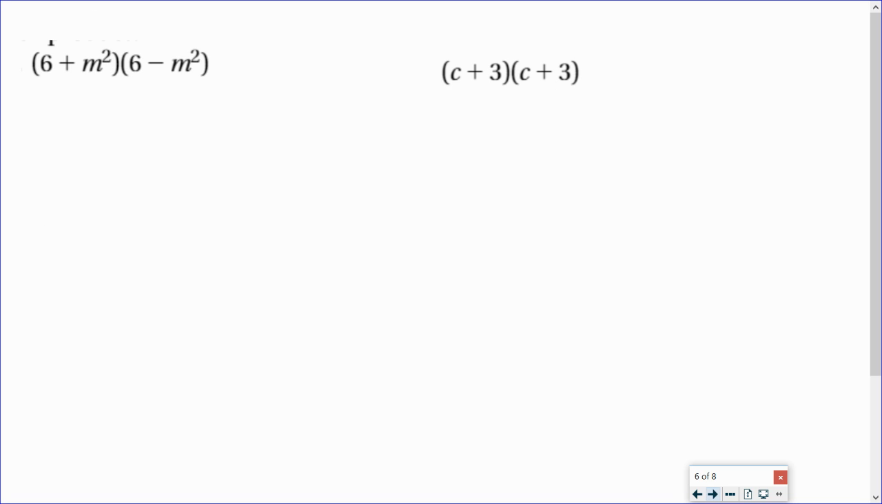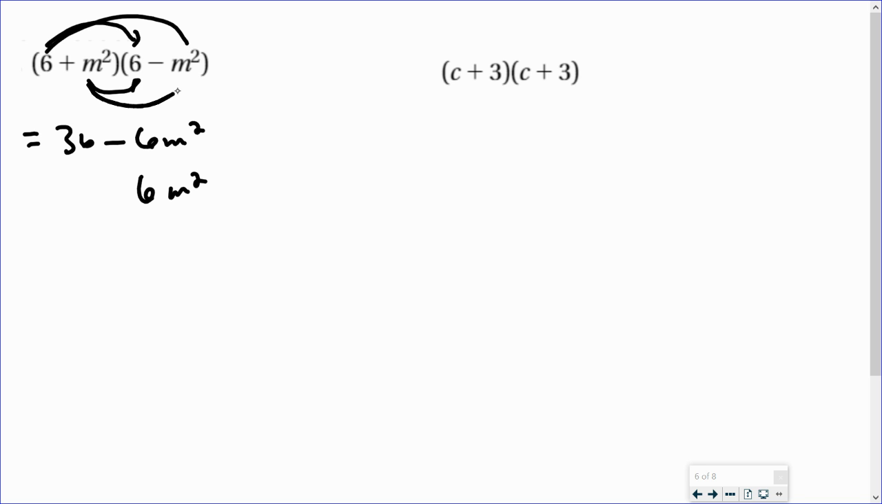Okay, this one, it's already written down twice. I do see the square, but it's inside, so I'm going to multiply here. So that's 36. 6 times negative m squared is negative 6m squared. M squared times 6m is 6m squared. M squared times m squared, multiply the numbers, add the exponents, and 1 times a negative 1 is a negative 1, and m squared times m squared is m to the 4th. 36 comes down. These two are the same numbers but opposite signs, so they go away. M to the 4th.